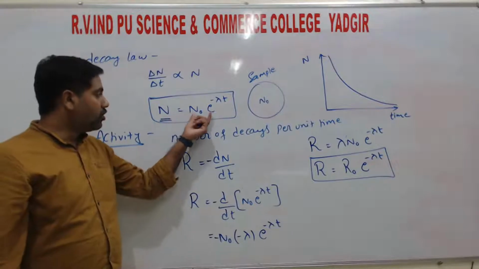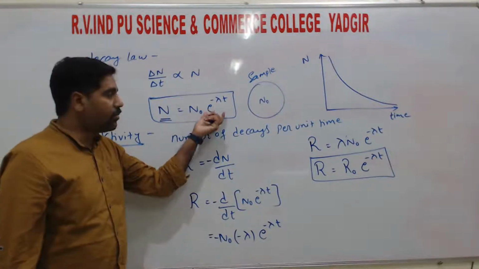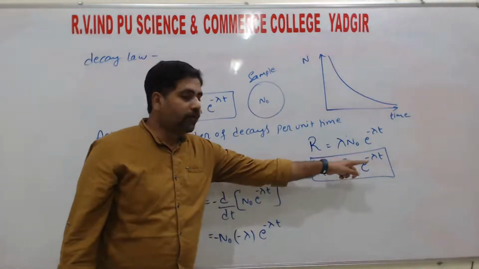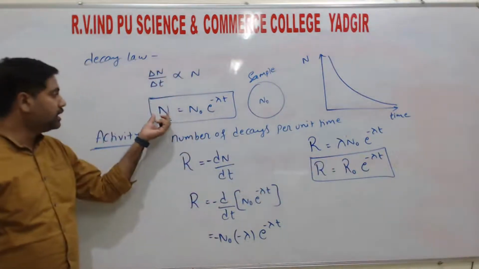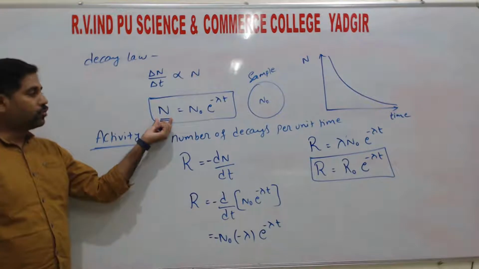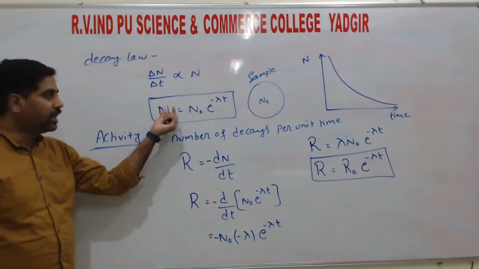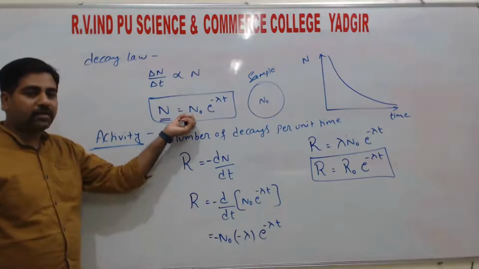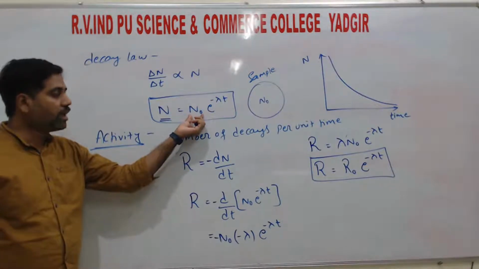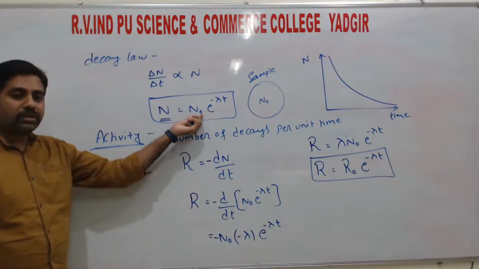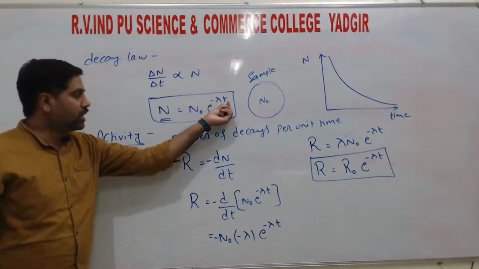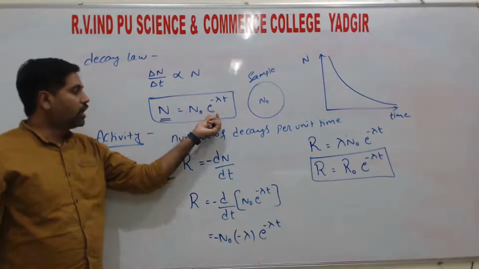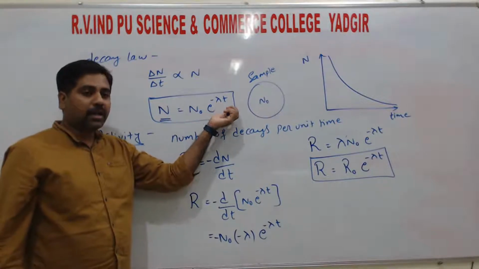N is equal to n naught e to the power of minus lambda t. This is different from R is equal to r naught e to the power of minus lambda t, because this is only the nuclei, the nuclei which remain at the time t. Here n naught is the parent nuclei. That means at the initial time we have n naught number of nuclei present in the sample. After a certain time t, we get the nuclei in the form N is equal to n naught e to the power of minus lambda t, right?